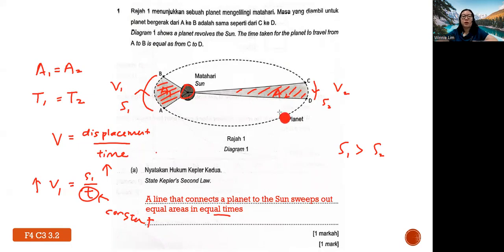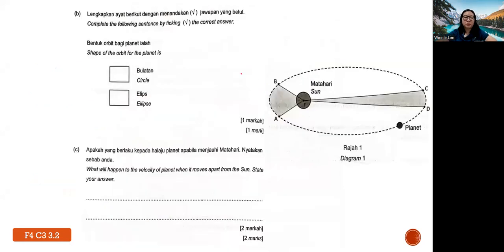So the general idea that I try to demonstrate is that when they are further, they are slower, and when they are nearer to the sun, they are faster. Okay, so we see the next part.